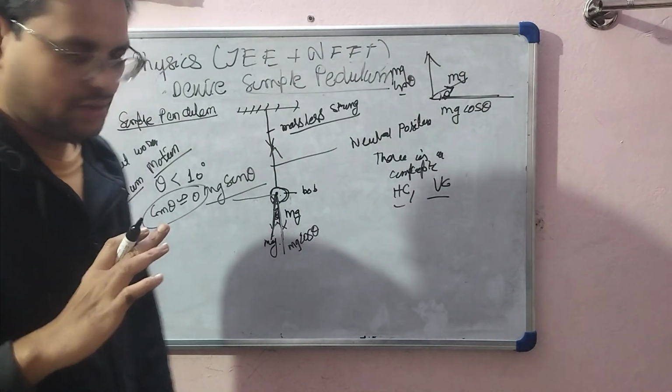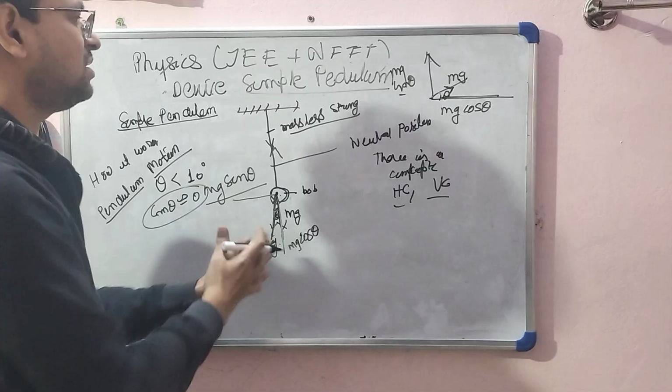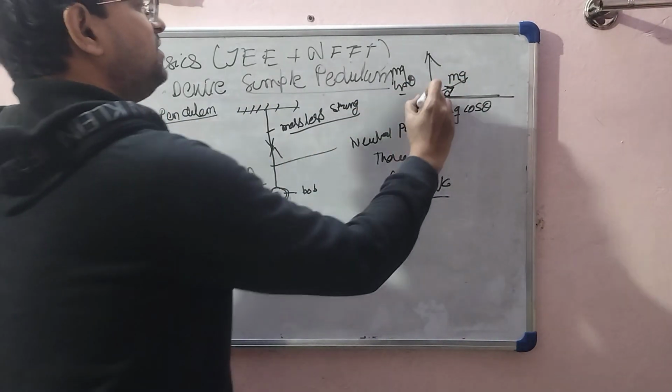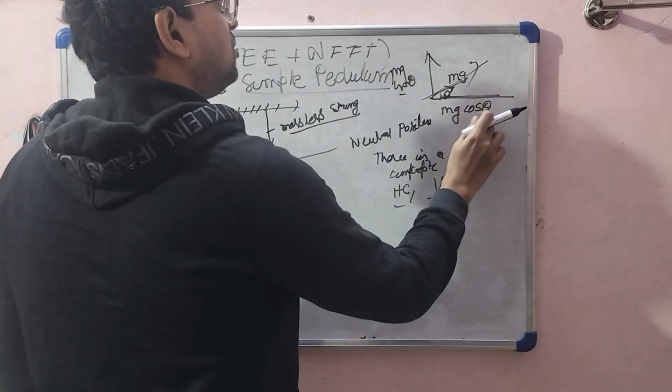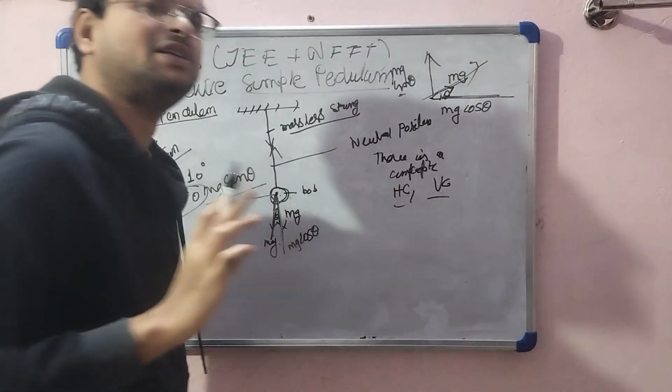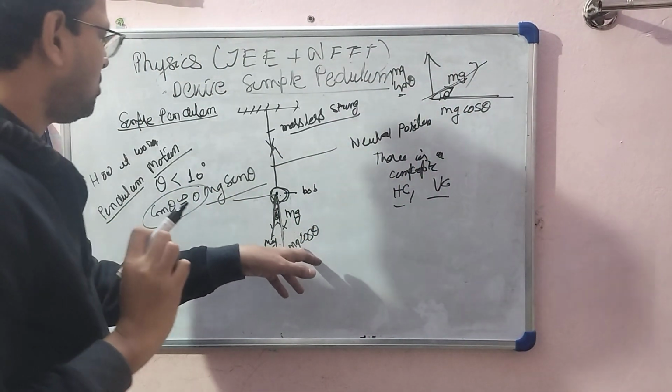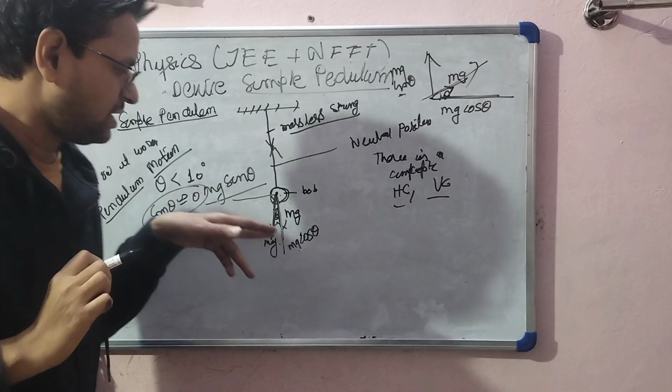Okay? What there is a mg? Mg, if that is mg cos theta and mg sin theta. Okay? Then mg cos theta, that mg sin theta. Okay?